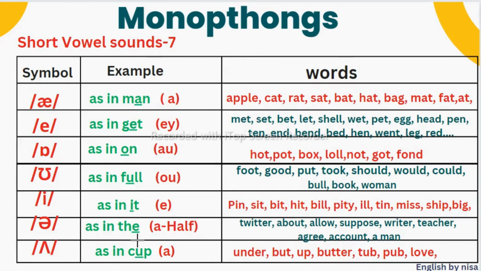But here we are only pronouncing the A sound, very short, like in teacher. So here we are not pronouncing the R, only teacher, writer, and suppose. Here we pronounce this E very short. Allow, about, Twitter. Now it's not agree, it's agree. So we pronounce this very short.